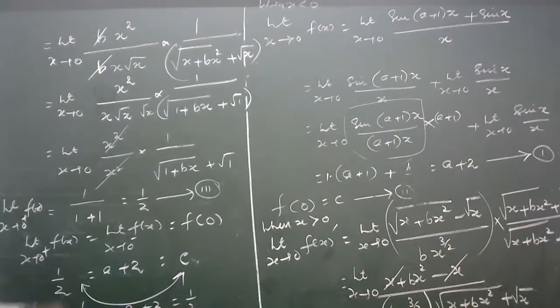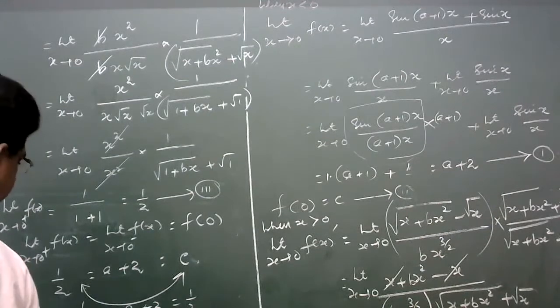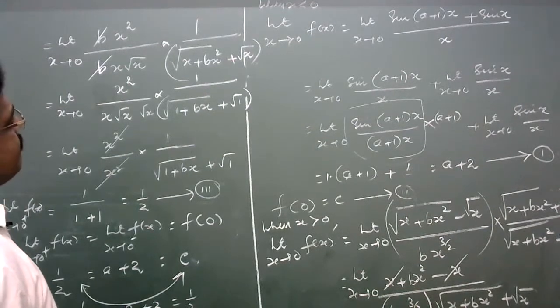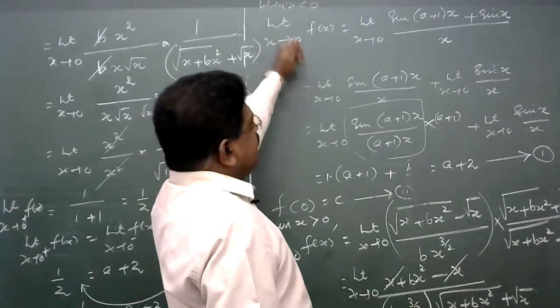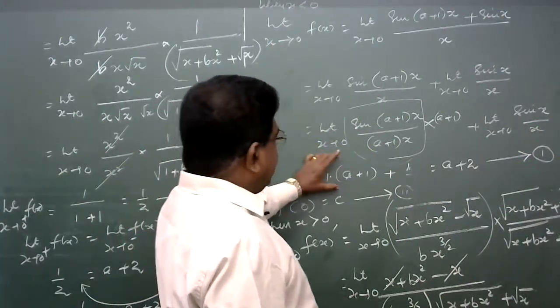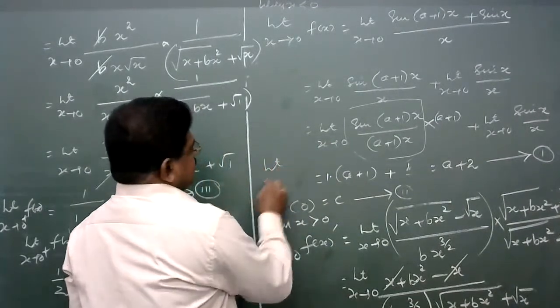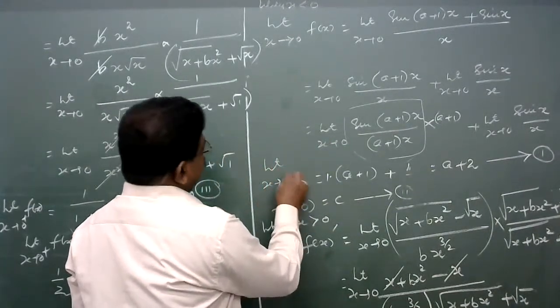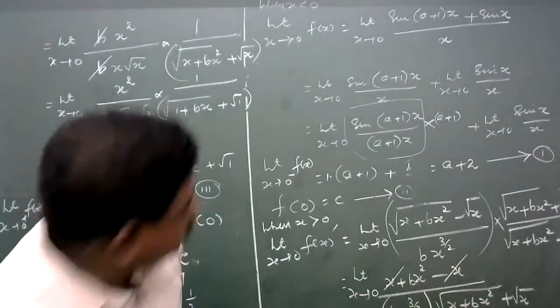Clear? If you want, you can go through one more time. I want the board to complete the question. Shall I clean this portion? When x is less than 0, we got the value a plus 2. And the limit x tends to 0 minus f of x is a plus 2. Okay, I will keep it as it is.